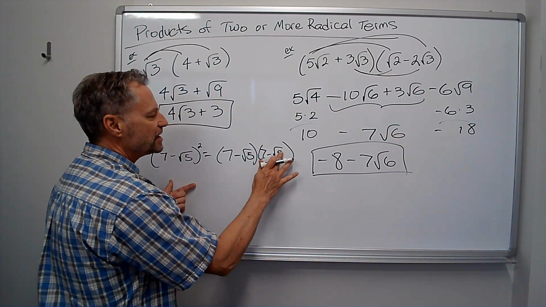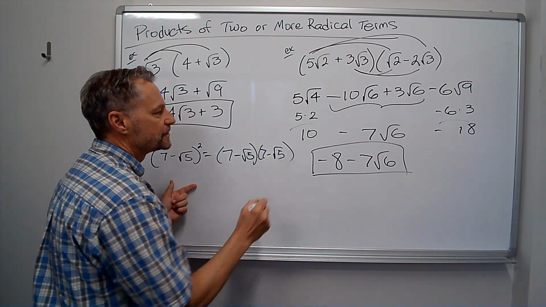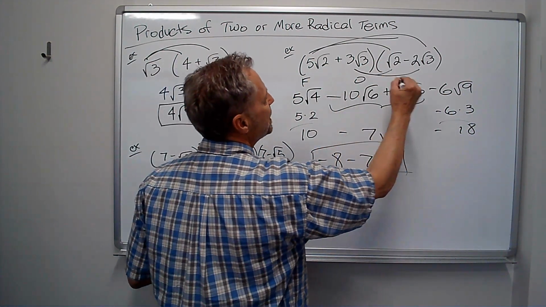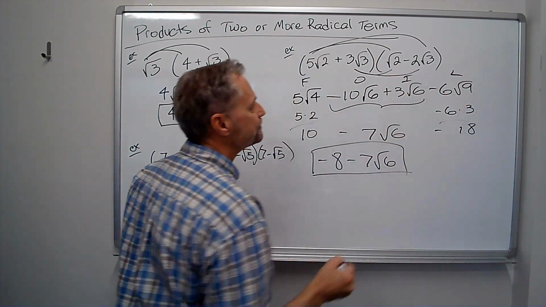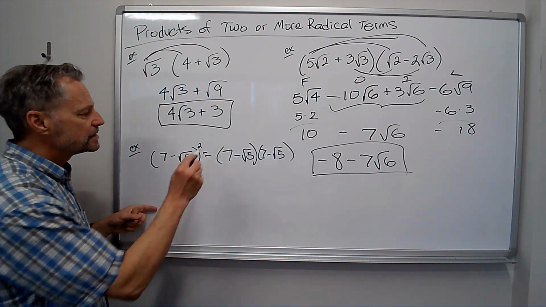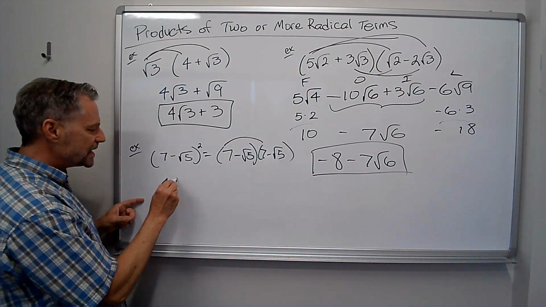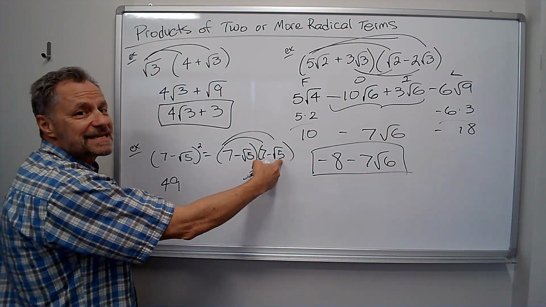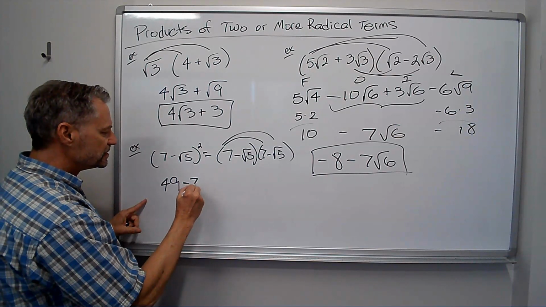It's not a very good 5. Let's erase that. Put a 5 in. So now I'm going to FOIL again. Again, this was FOIL. Let's put that up there in case anybody didn't follow. First, outside, inside, last. Same thing here. 7 times 7 is 49. 7 times negative root 5 is negative 7 root 5.